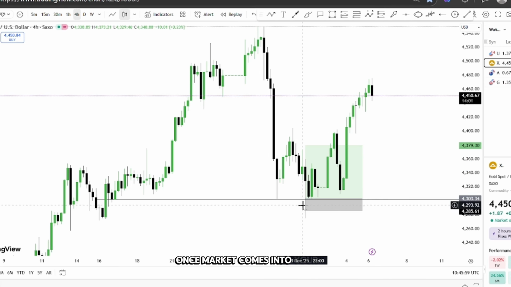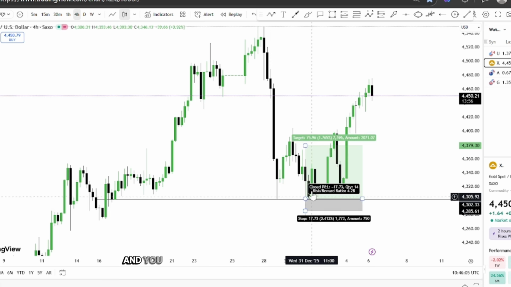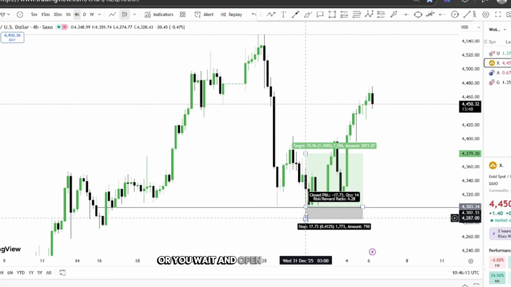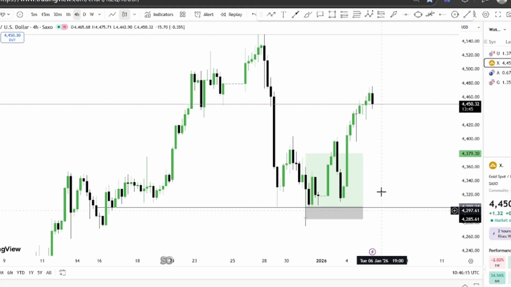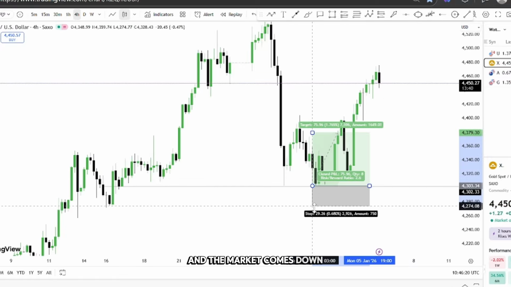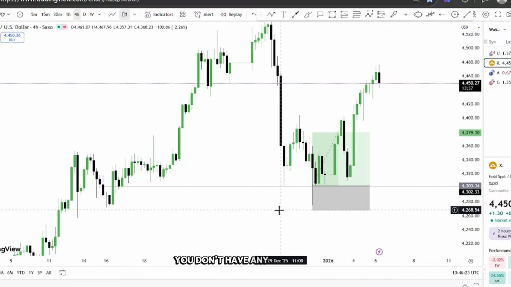Once the market comes into your POI, your point of interest, this is your support, and you know that the market will reverse from this level because it's a very key level, you put your pending order here, or you wait and open the position manually. So the market gets to the point of interest, you're buying from that level, and the market comes down. As you're buying from that level, you don't have any confirmation, no candlestick confirmation, no structural confirmation, just that you have done your analysis on the higher time frame. It tells you this is a key level, the market will reverse from that level, and you put your pending order there.